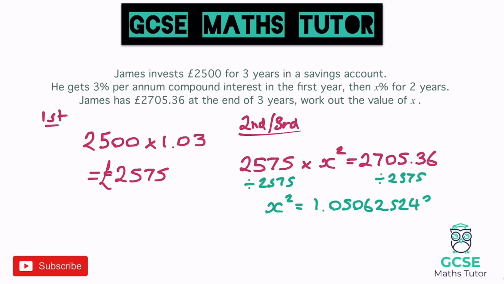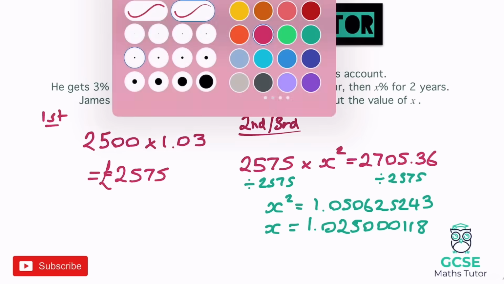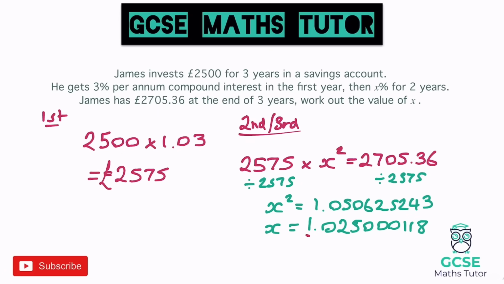1.050625243. Now that's obviously the value of x squared, so we need to square root both sides. So if we square root that answer, we get 1.025000118. So that gives us our little percentage here. It's hidden within this decimal. Now our actual percentage here is not 1.025 because that 1 point is what we increase by for the percentage. So it's just this 0.25 that we're interested in, and 0.25, if you think back to what we did at the start here with 0.3 being 3%, well 0.25 would be 2.5%.